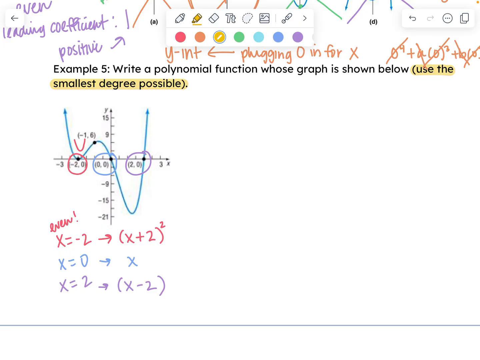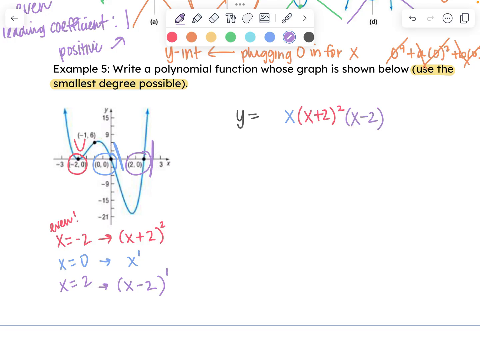If we're looking at our (0, 0), that one does just go straight through. So that one can have the first power. And our (2, 0) goes straight through, so that one can also have a first power. So I'm going to come up here, and I'm going to have y equals, and I can put all these together. I'm going to put the x first, then the (x plus 2) squared, and then the (x minus 2). If they have exponents of 1, you don't necessarily have to put those exponents there. It's an understood 1.